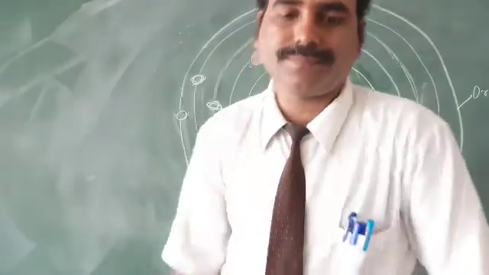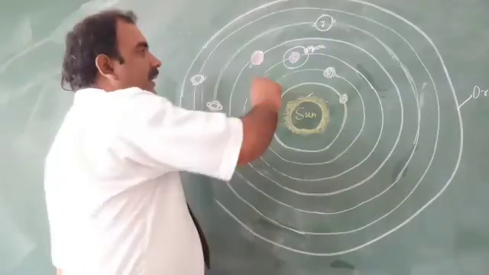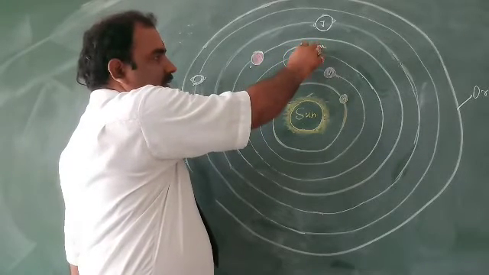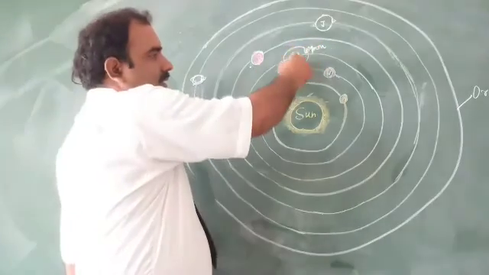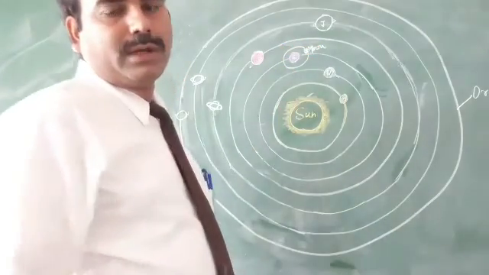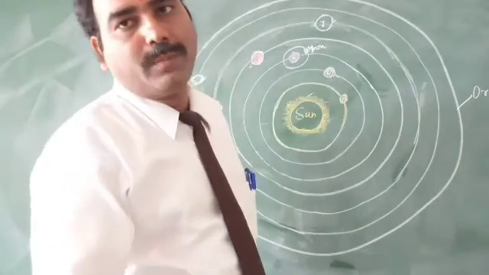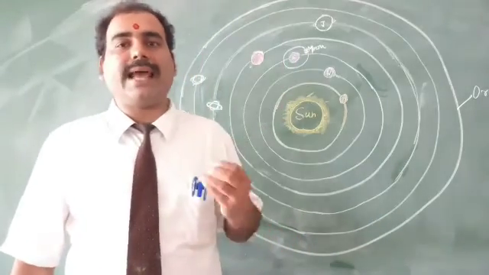Okay, students. Our Earth is a unique planet. Why is our Earth a unique planet? Dear students, the Earth has only one satellite, that is the moon, which revolves around the Earth. Earth is also known as the unique planet because our planet is the only planet which has life.